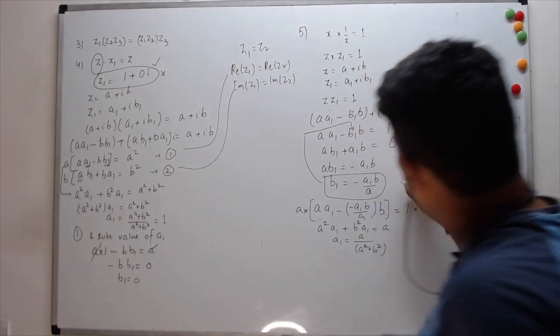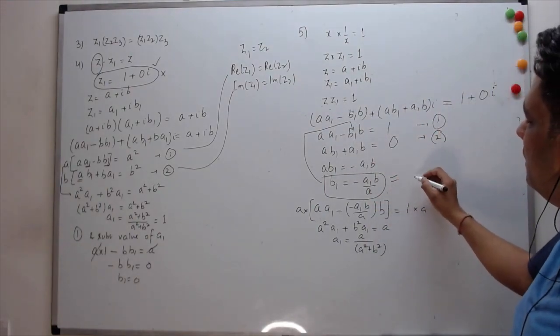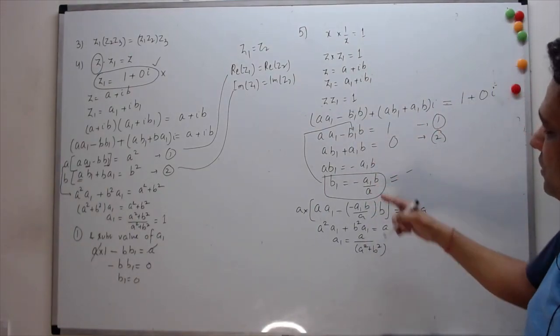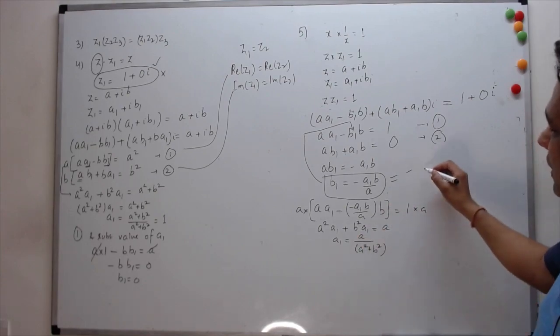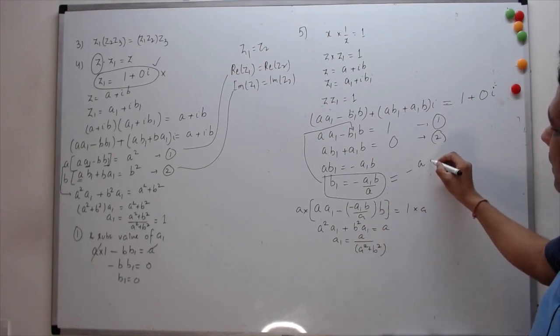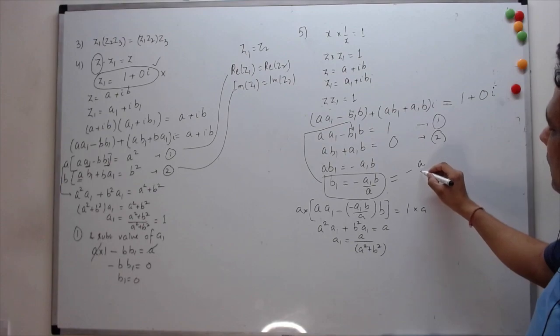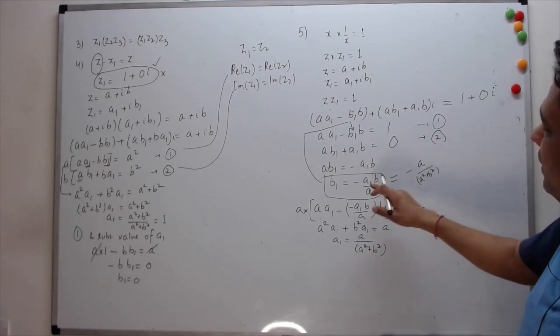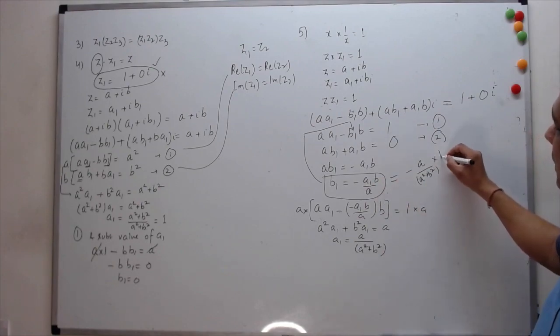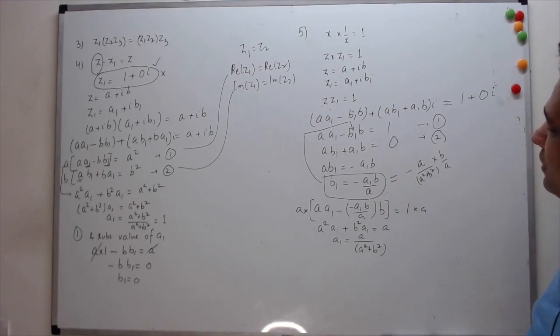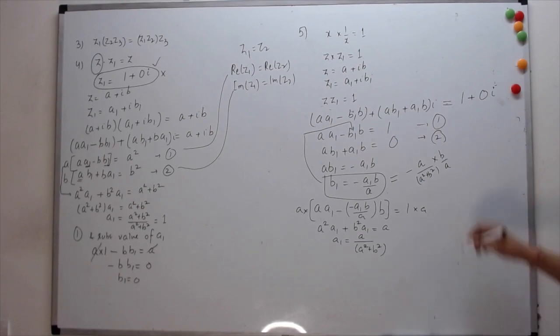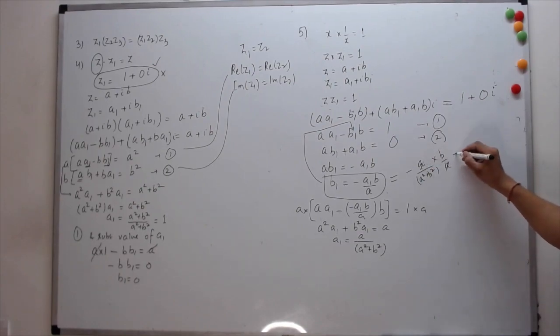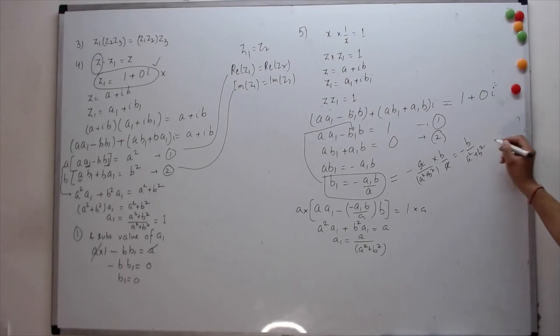And with that, what you get as b1 here is minus, since you get a1, so I can write it as a over a square plus b square in place of a1, and times b over a, right? That's the value which you would get. This would get cancelled, and what you get is negative b over a square plus b square.